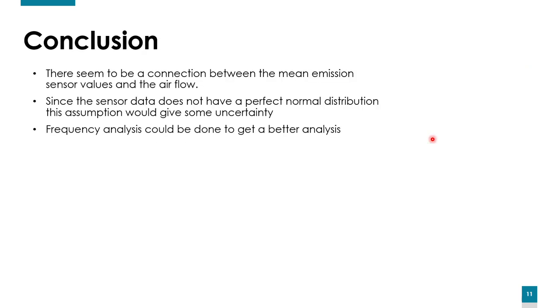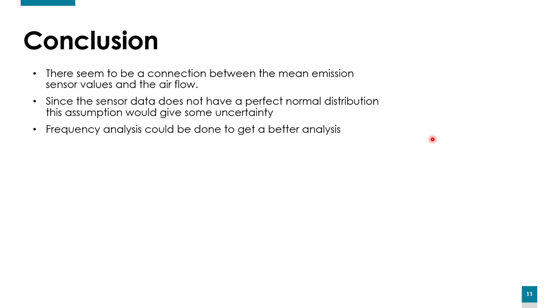So the conclusion here is that there seems to be a connection between the mean emission sensor values and the airflow. Since the sensor data does not have a perfect normal distribution, this assumption would give some uncertainty when it comes to standard deviation and statistical data, because standard deviation assumes a normal distribution, the way I made the data in the tables.